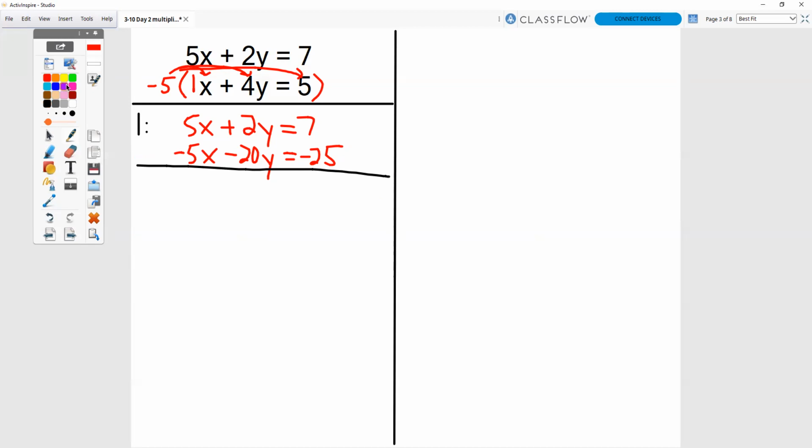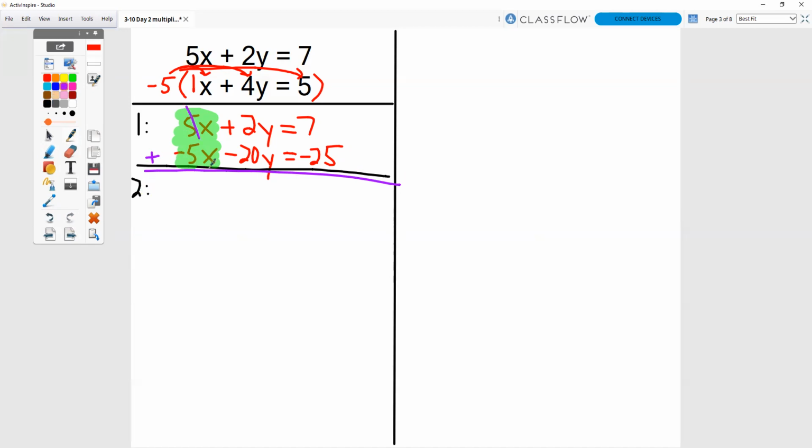Now I have my opposites right here. I have a negative 5 and I have a positive 5. So in step number 2, I add going down. Let me just label this with 2.